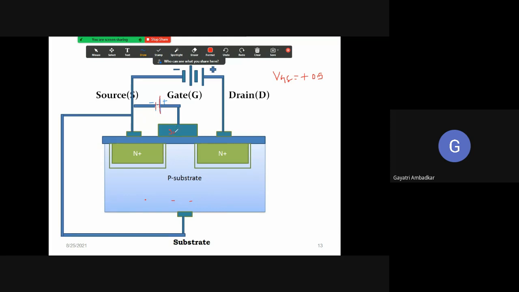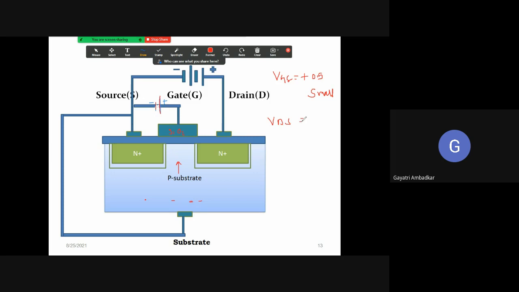This is SiO2, insulating material. But this is exerting an attractive force. So what this electron will do, it will try to move towards the gate. But still there is no channel established. And therefore, if the gate voltage is very small, again there will be no current conduction.